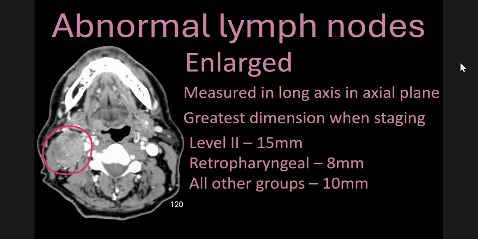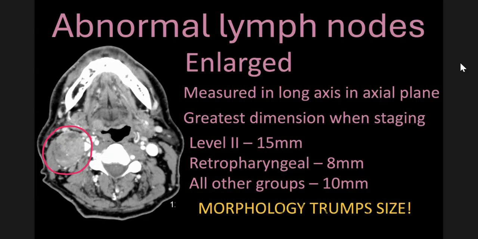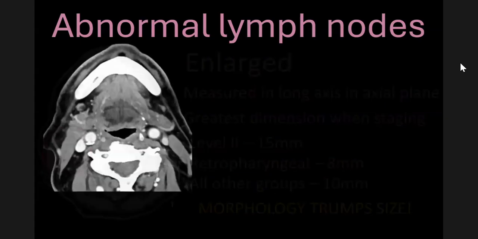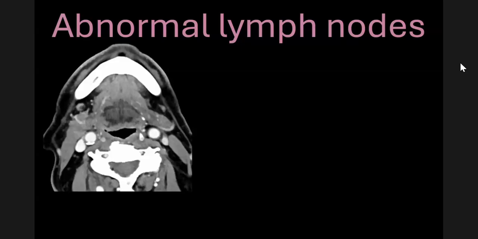And again, when we talk about borderline lymph nodes, when we talk about the criteria for abnormality, always remember that the morphology of a lymph node, how a lymph node looks, is always going to trump the size criteria. So what are those abnormal morphology features that are used for classifying a lymph node as abnormal?